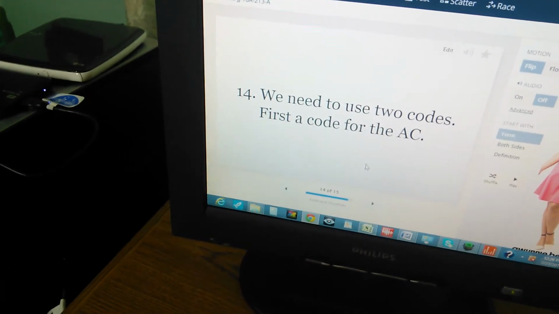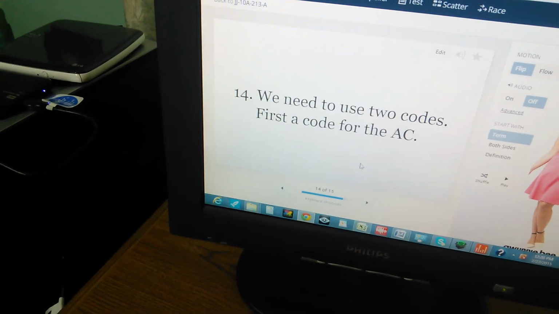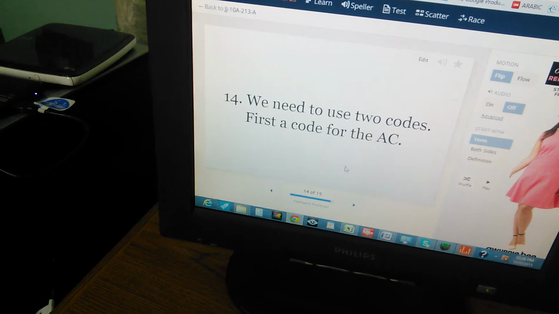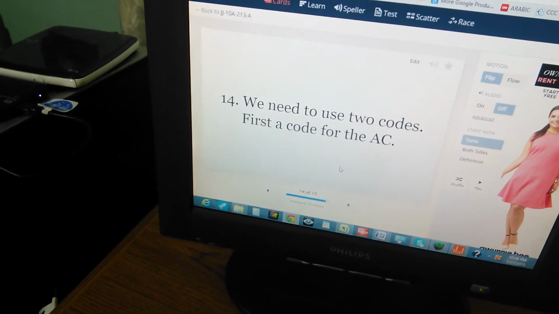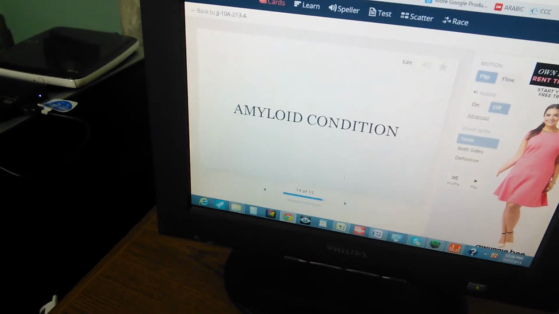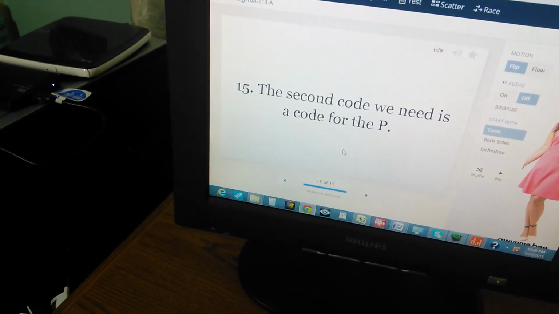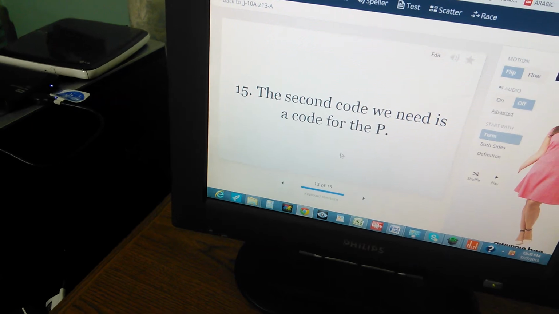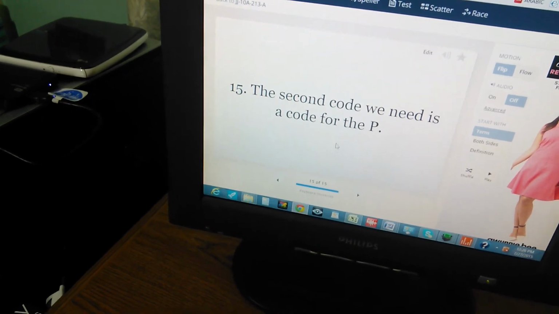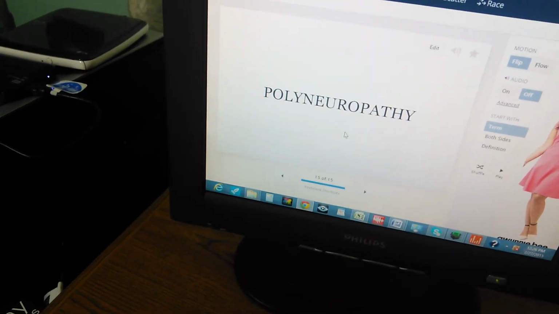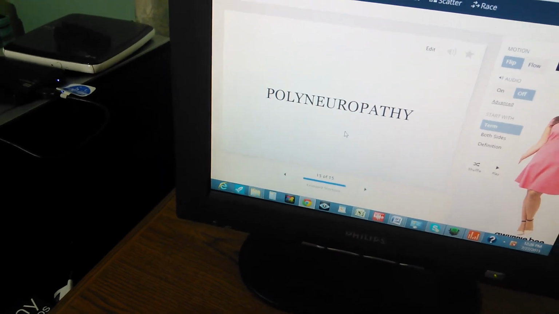14. We need to use two codes. First, a code for the AC. Amyloid condition. 15. The second code we need is a code for the P. Polyneuropathy. Yes. Is that it? Is this the end?